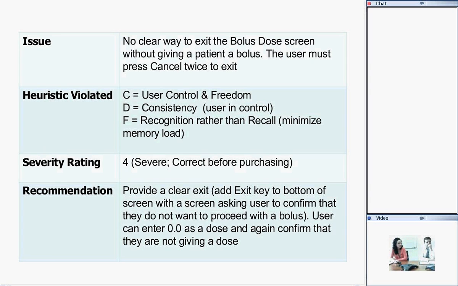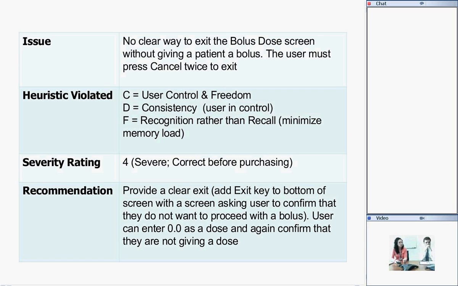So one of the issues we found was that there was no clear way to exit the bolus dose screen without giving a patient bolus. And so what we found is that the evaluator, because they couldn't get out of the screen, ended up hitting the bolus dose quickly and then hitting it again. So you're actually in a moment where you're giving a free flow of medication. And so the heuristics that it violated would be user control and freedom, consistency and recognition rather than recall. So there was an actual way to get out of this, but the user could not find that.